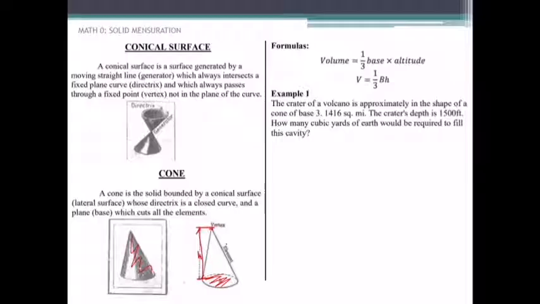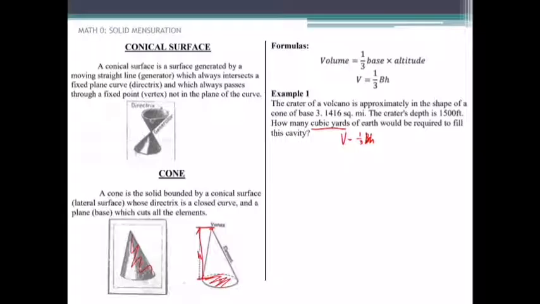Okay, let us answer problem number 1. The crater of a volcano is approximately in the shape of a cone of base 3.1416 square miles. The crater's depth is 1,500 feet. How many cubic yards of earth would be required to fill this cavity? So what we are to find, of course, is the volume, but the volume should be in cubic yards. So volume is 1/3 base times height.